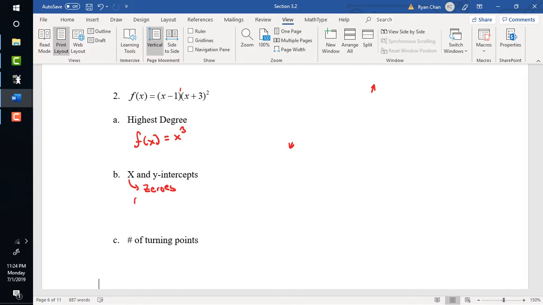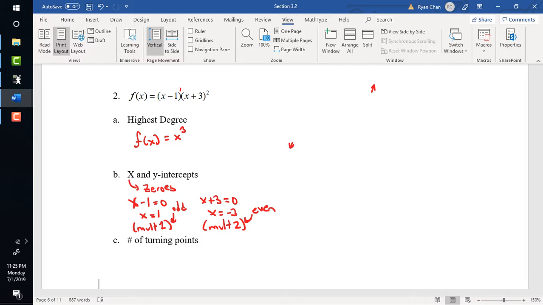So first one I have is x minus 1 is a factor, so I set it equal to 0. So I have x is equal to 1, and that's a multiplicity of 1 because I only have one exponent here. And then I have x plus 3. I set that equal to 0. I have x is equal to negative 3, which is a multiplicity of 2. This one is odd, and this one is even.